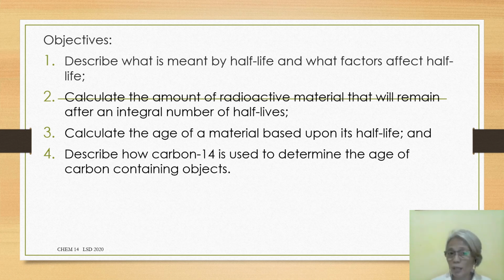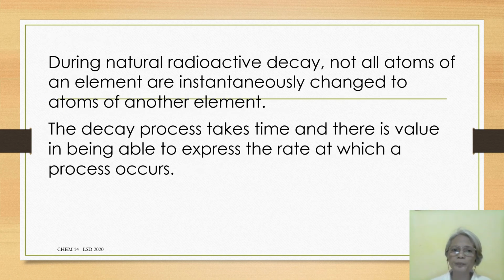We shall calculate the age of a material based upon its half-life and describe how carbon-14 is used to determine the age of carbon-containing objects. Now, during natural radioactive decay, it is common knowledge that not all atoms of an element are instantaneously changed to atoms of another element. This decay process takes time, and there is value in being able to express the rate at which this process occurs. Normally, we use the concept of half-life.